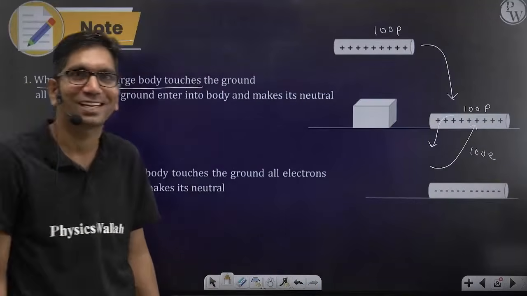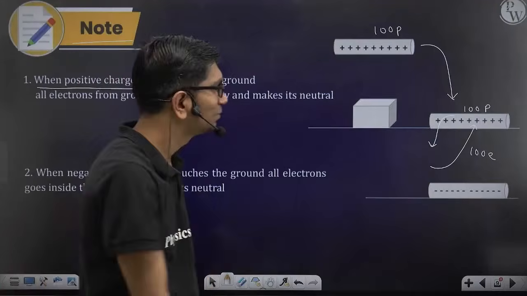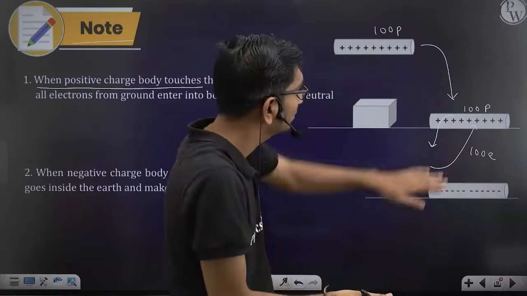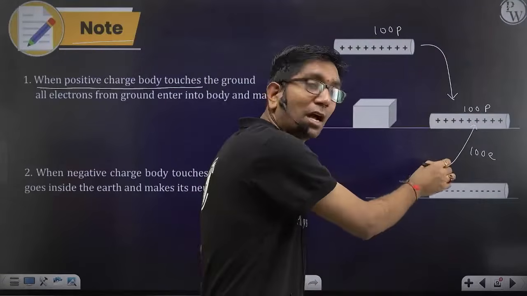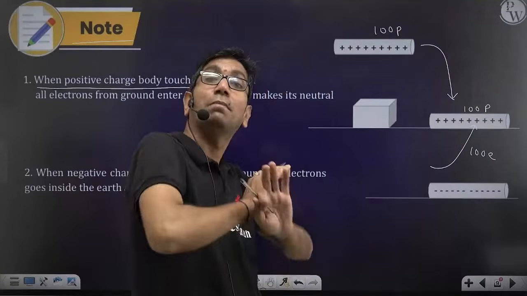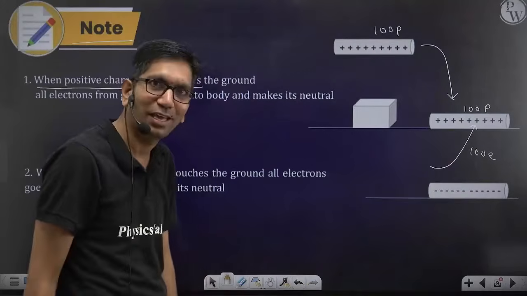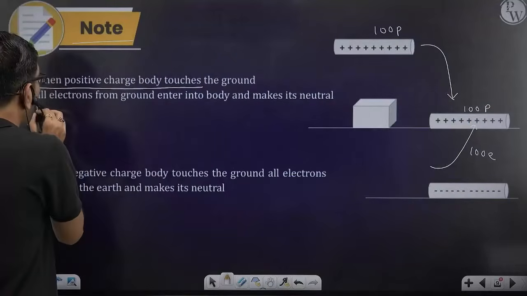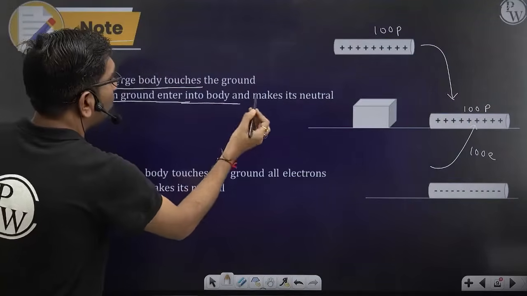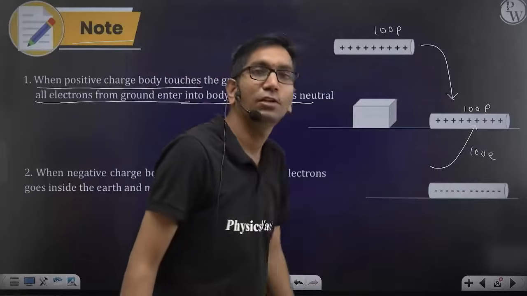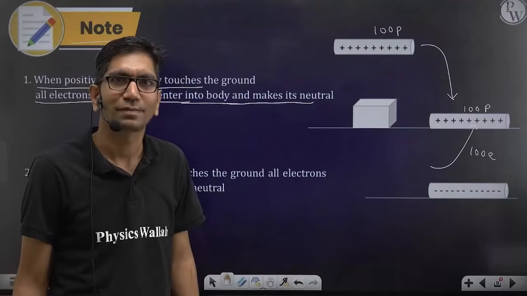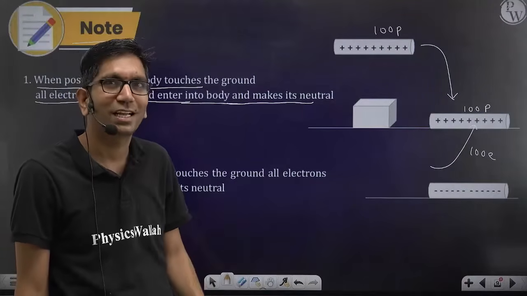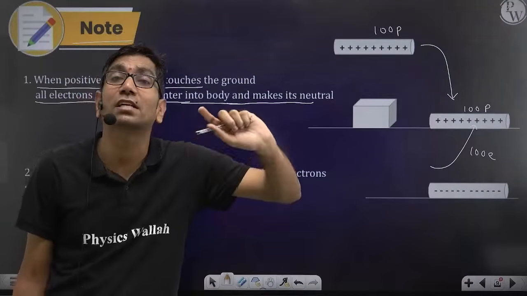Which one is correct? The answer is 100 electrons from the ground will enter into the rod and make it neutral. All electrons from the ground enter into the body and make it neutral. Clear? Sir, you will get one doubt. Why are protons not going inside? Remember this one: only electrons are transferable.